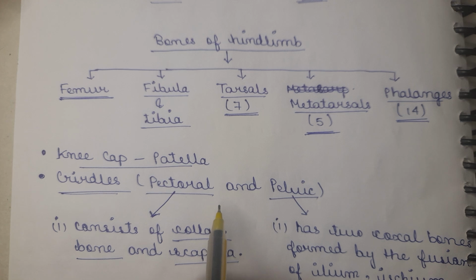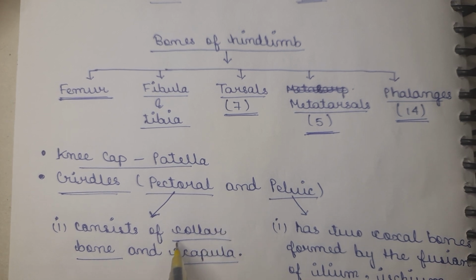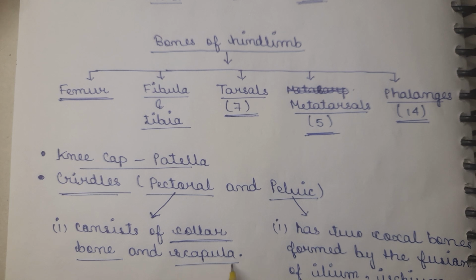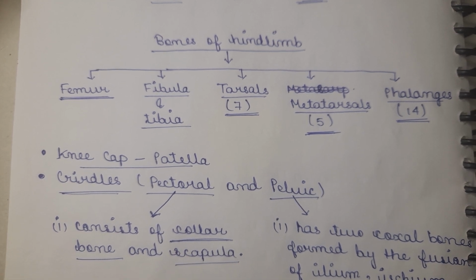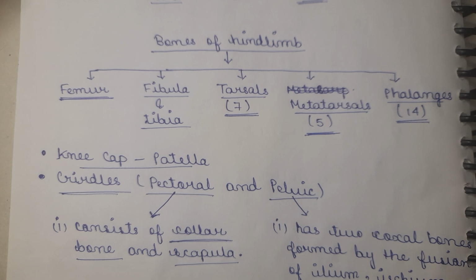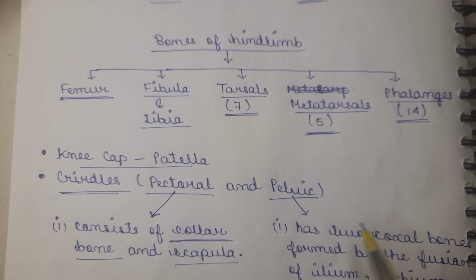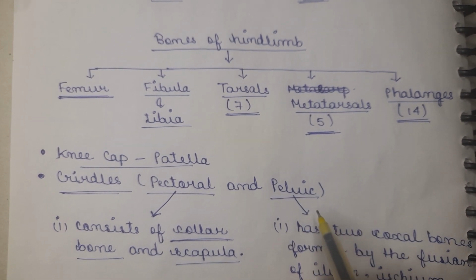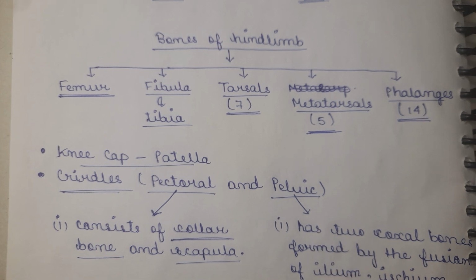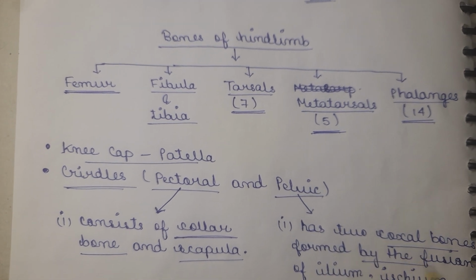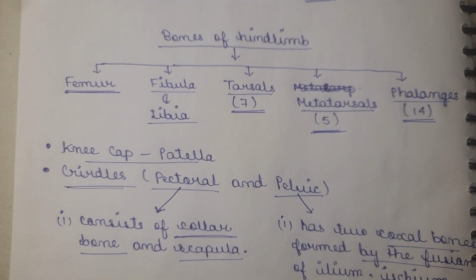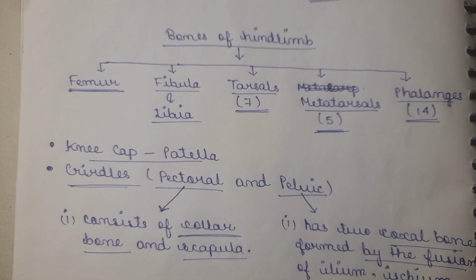So the pectoral girdle is composed of 2 types of bone: the first one is the collarbone and the second one is the scapula. And this collarbone is also known by another name, the clavicle. Now talking about the pelvic girdle, it has 2 coxal bones formed by the fusion of ilium, ischium and pubis.